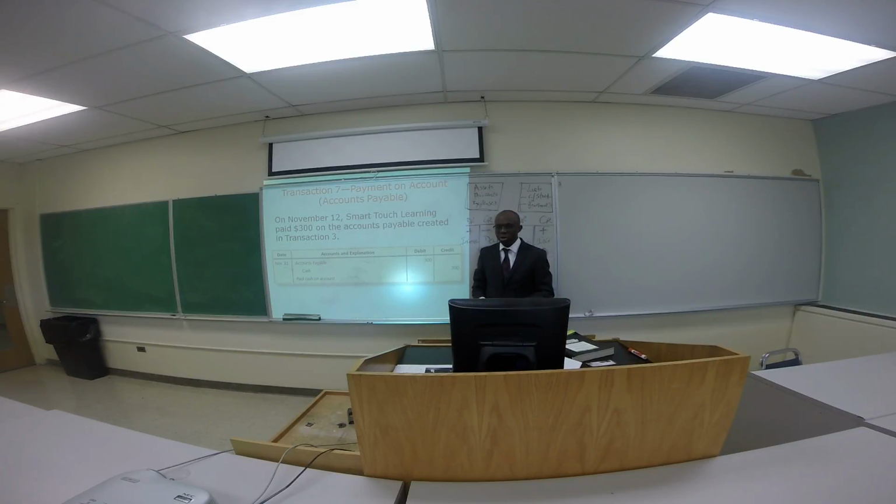Moving along, transaction 7, payment on account, accounts payable. Remember, we owe somebody because we bought supplies on account. Now we are paying $300 of what we owe. So if we pay, what happens to cash? Cash goes down. A decrease in asset, because cash is an asset. What do we do? We credit. So cash is credited. Now, an obligation: we don't owe as much money as we owed, because we just paid off some of our obligation. So a decrease in obligation or liability is a debit, so we debit.